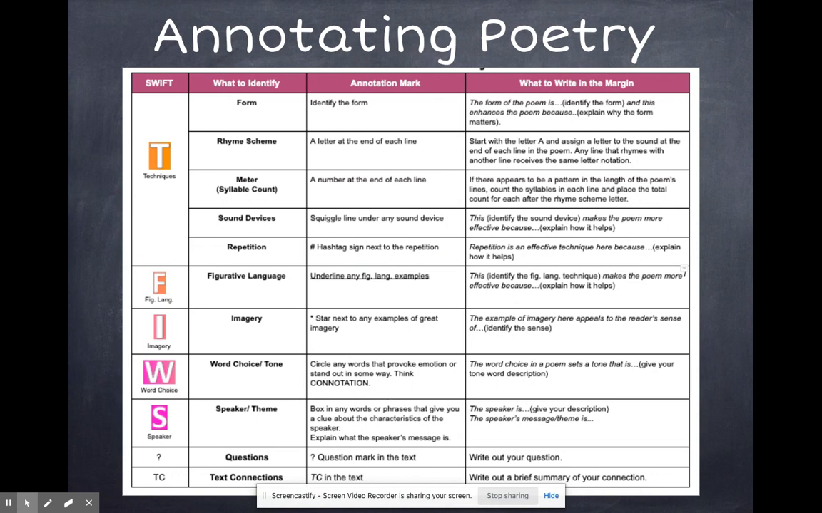We are going to be talking about connotation after this today, which does relate to this element as well. The S stands for speaker. So on this part, you'd be looking at whose perspective is the poem coming from and what's their overall message that they're trying to get across.